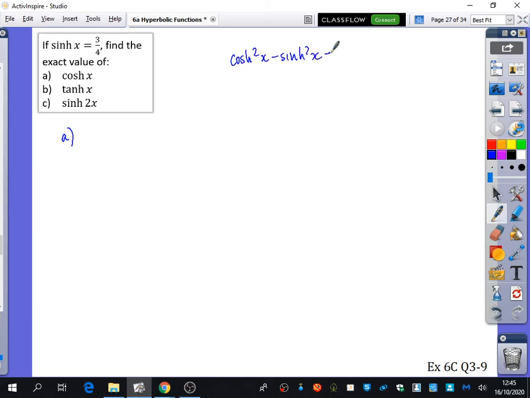Good. So to find out what cosh is equal to, cosh x is the square root of 1 plus sinh squared x. Just rearranging that. So cosh x is going to be the square root of 1 plus 3/4 squared. And 3/4 squared plus 1 is 25/16, which is equal to 5/4.